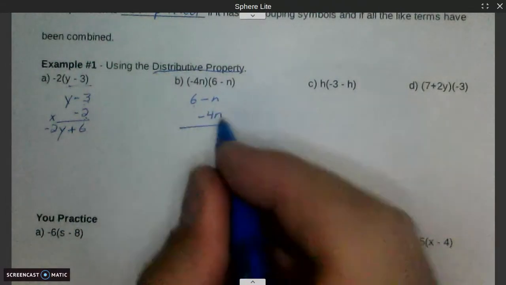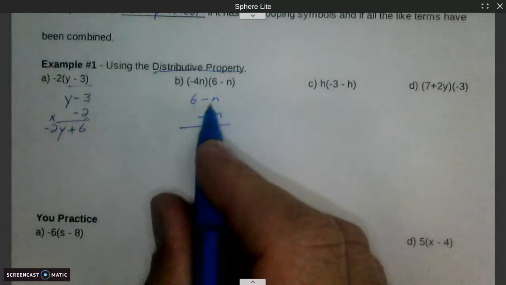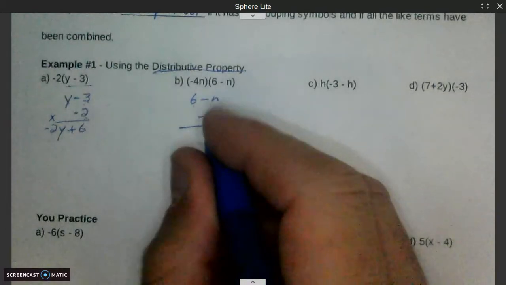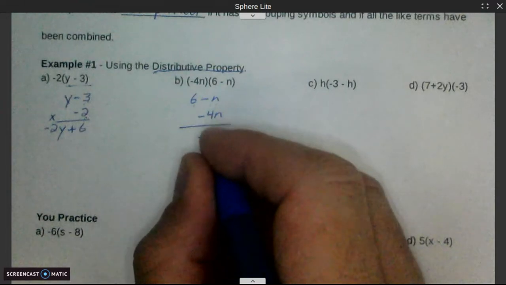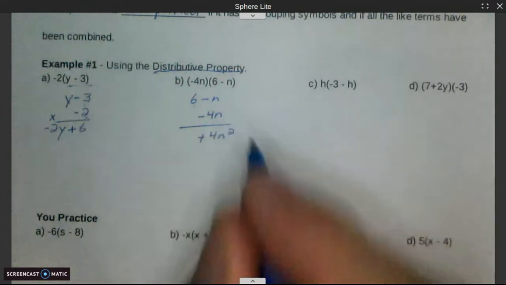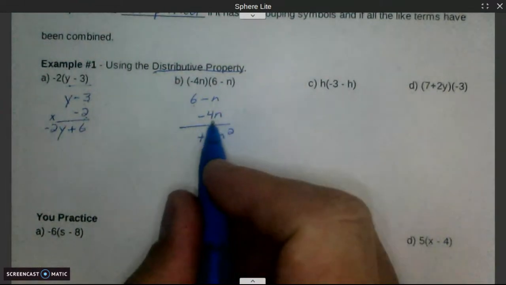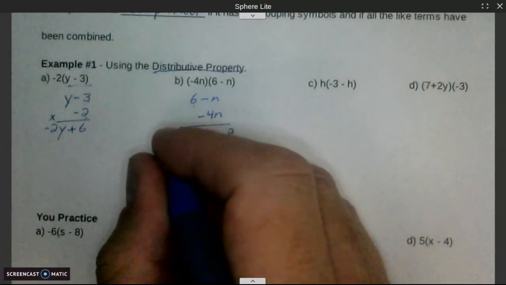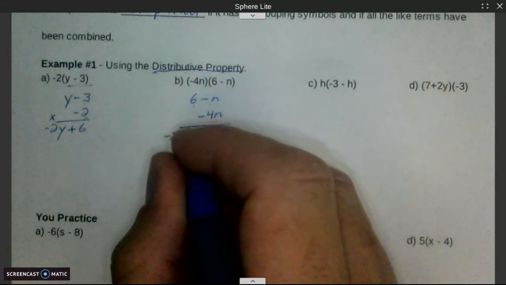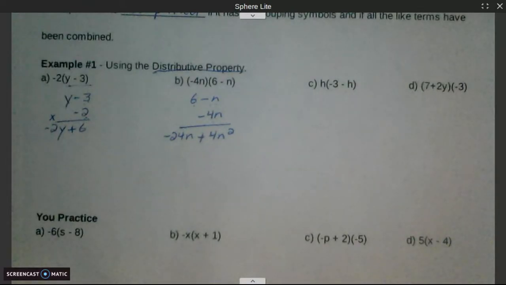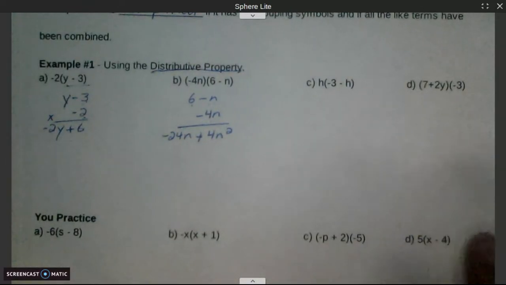So negative 4n times negative n, a negative times a negative gives us a positive 4n squared. Negative 4n times 6 is negative 24n. There's your answer. Let's look at the next one.